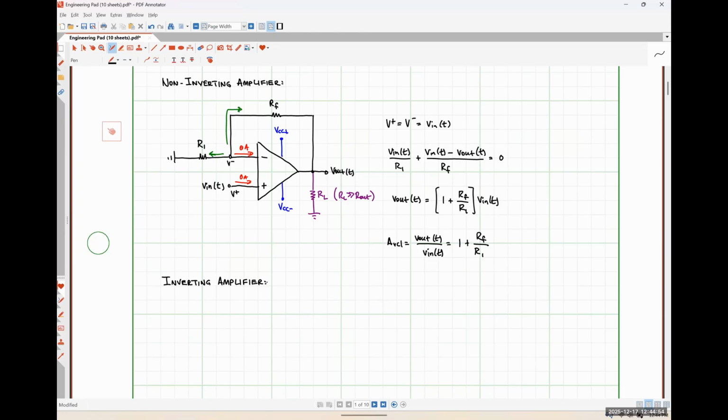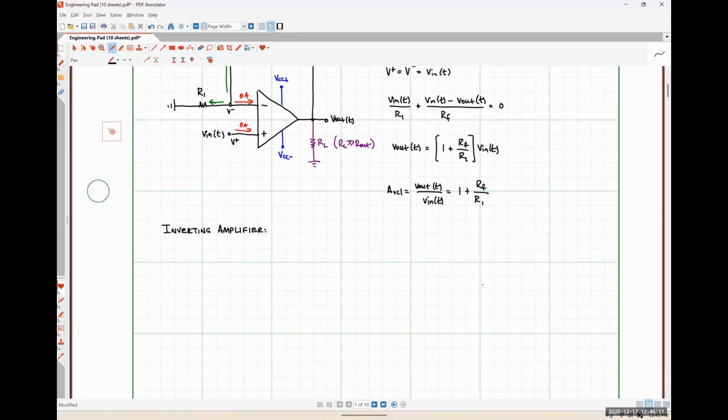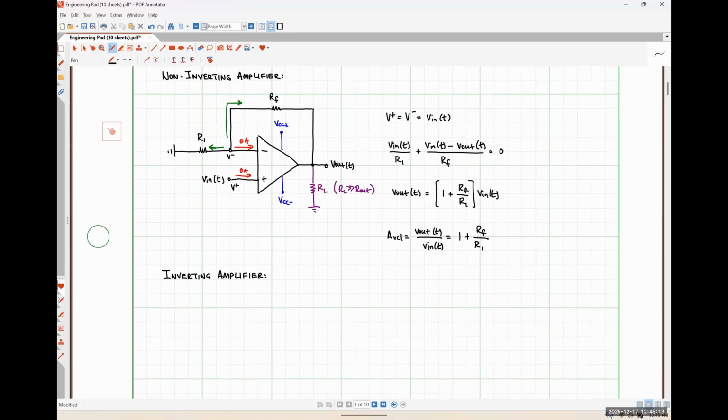So in the inverting amplifier, we're going to have literally this exact same circuit. The only change that we're going to make is to swap the location of Vn and ground on the left-hand side of the circuit. Everything else is going to be absolutely identical, okay? So let me just redraw this guy.